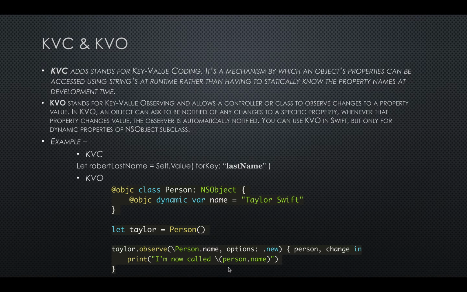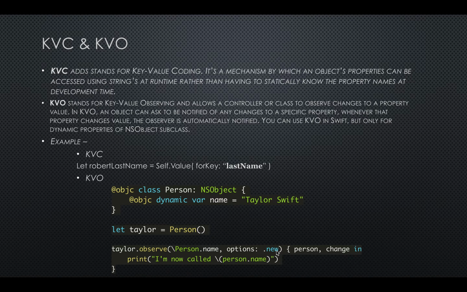And so this code will be called every time there is a change in this name. So every time the name is being changed to something, this code will be called, I am calling person.name. So it will tell you what is the new name of the person, because .new, right?